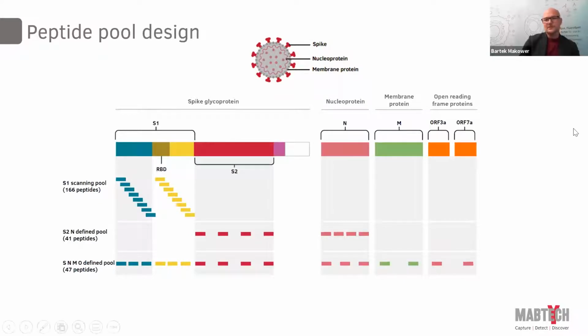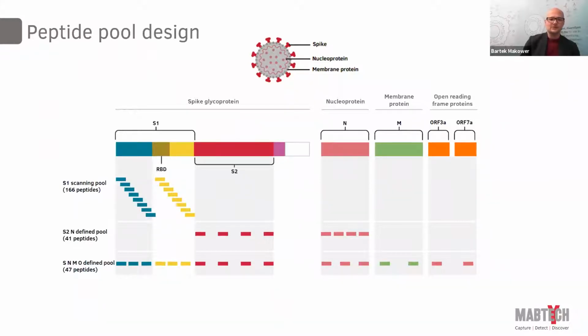Yes, so this is just an example of how you would design peptide pools for a pathogen. Here's showing SARS-CoV-2 as an example. It's been shown that the spike protein, the nucleoprotein, and the membrane protein are really immunodominant and induce strong T cell responses. If you haven't mapped these epitopes, you have to start with scanning peptide pools.